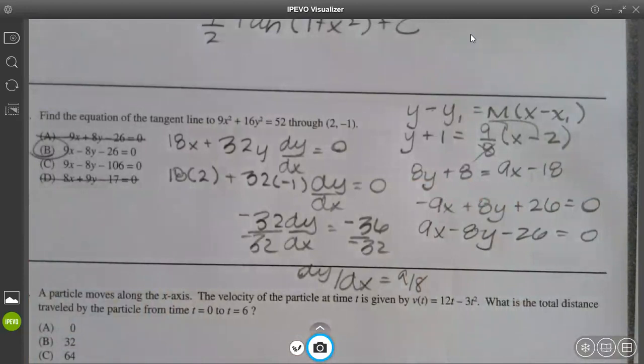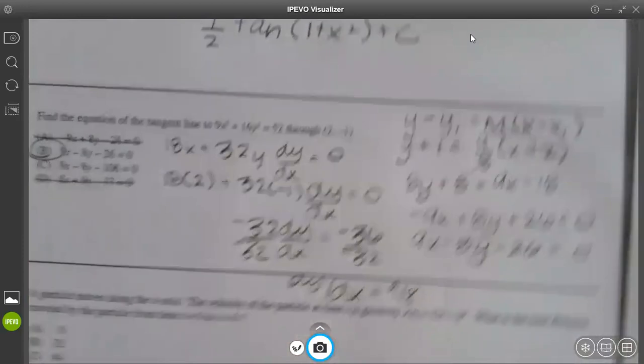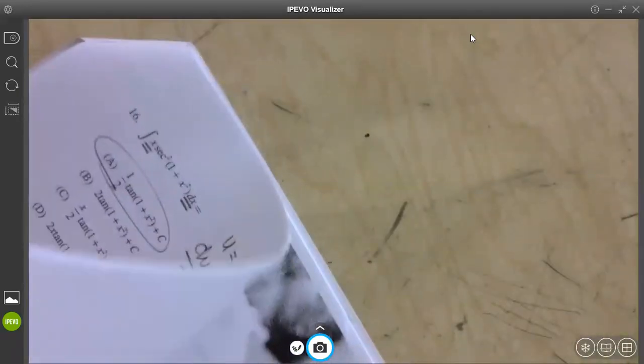All right, skip 18 for a minute. It's not hard, it's just a longer problem. Let's go to 19. Don't let me forget that I skipped 18.